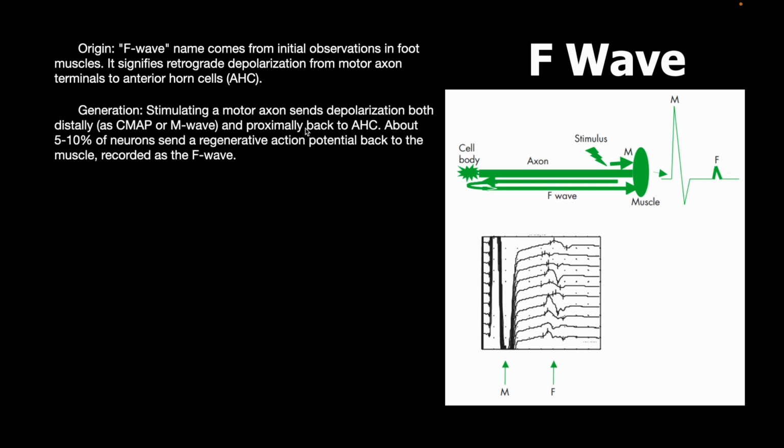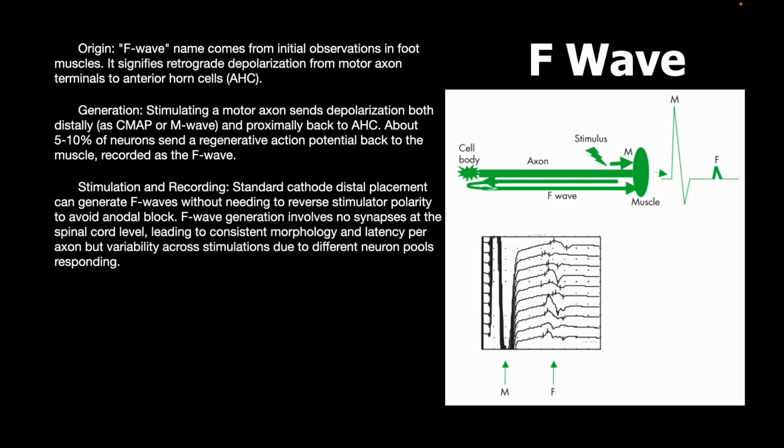Now, stimulating a motor neuron sends a depolarization both proximally as well as distally. About 10% of the neurons send a regenerative action potential back to the muscle, which is seen here as the F wave. Standard cathode distal placement can generate F waves without needing to reverse the stimulator polarity to avoid anodal block. F wave generation involves no synapses at the spinal cord level, leading to consistent morphology and latency per axon, but variability across the stimulation due to different neuron pools is seen.